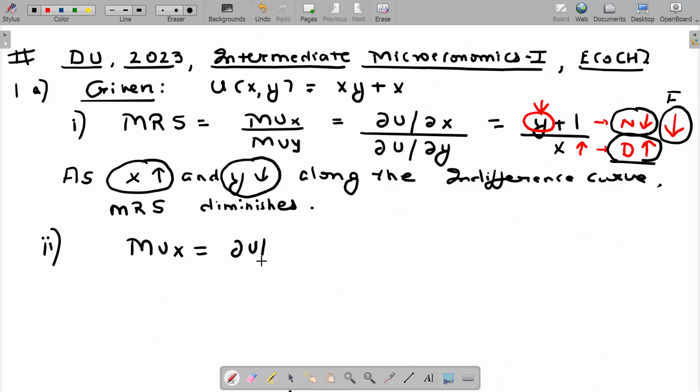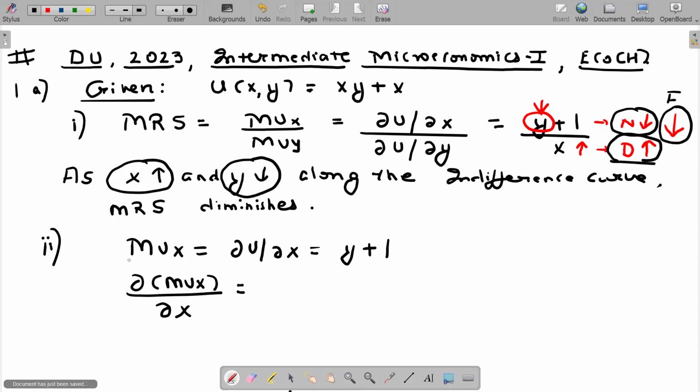Del u by del x, which we have already calculated as y plus 1. To check whether MUX is diminishing or not, I further differentiate MUX with respect to x. The derivative of MUX with respect to x is 0 because there is no x here.